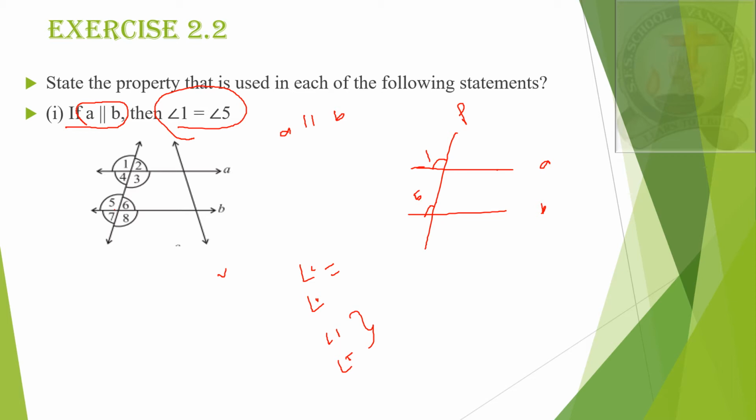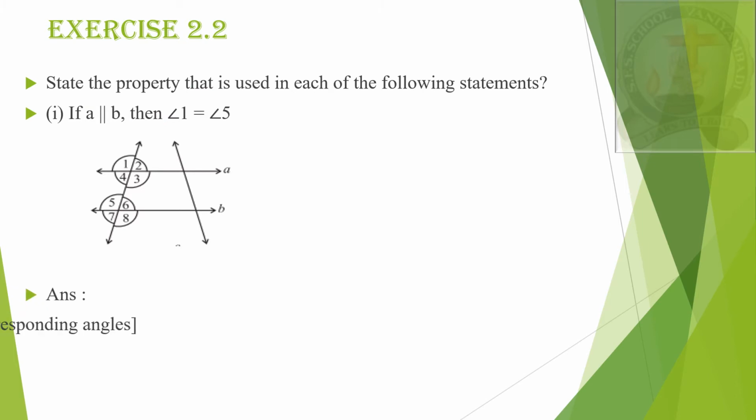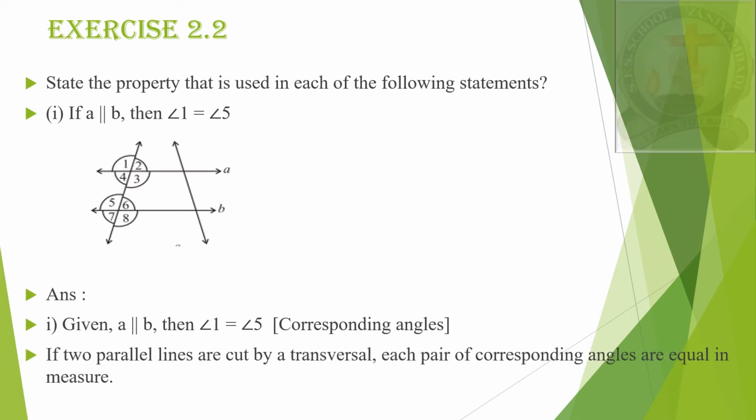Therefore angle 1 and angle 5 are corresponding angles, so their measures will be equal. Corresponding angles are equal in measure, children. So in the answer part we can write very easily: given A is parallel to B, then angle 1 is equal to angle 5. The reason is corresponding angles. What are corresponding angles? If two parallel lines are cut by a transversal, each pair of corresponding angles are equal in measure.